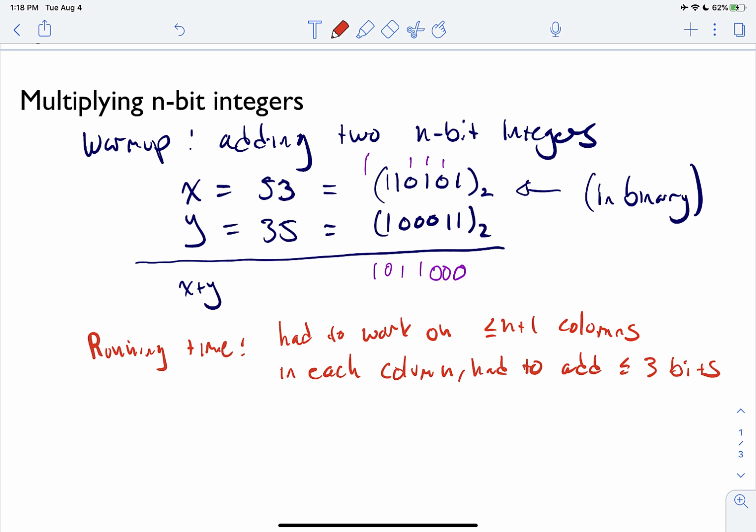Now let's consider the running time of this algorithm. You'll notice that we had to look at most n plus 1 columns. In this process, we created n plus 1 columns. And for each of those columns, we had to do a number of operations. But the total of operations was just simply adding 3 bits. So in total, we had to work on O of n columns. And in each column, we had to do O of 1 many computations. 3 is O of 1. So in total, the total running time of adding two n-bit integers is O of n.